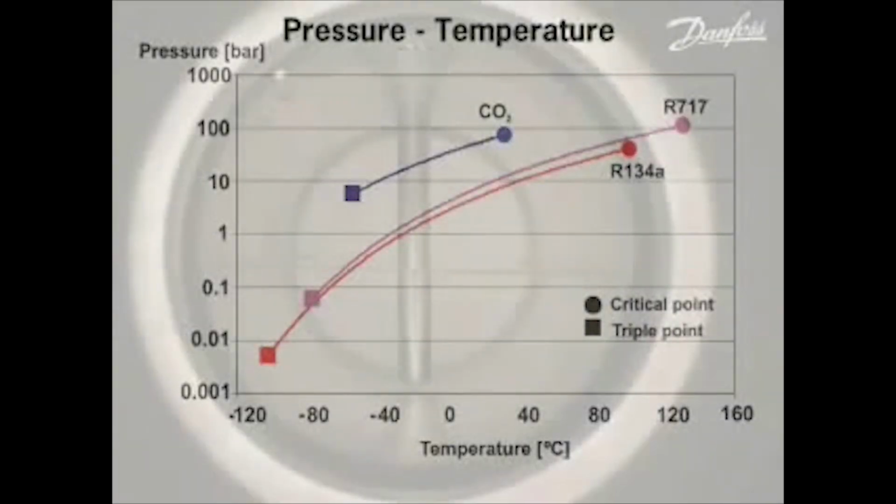When compared with commonly used refrigerants R134A and R717, CO2 has some unique characteristics. It operates at a much higher pressure, but across a narrower temperature range than both the R134A and R717. The pressure at the triple point is high, and the temperature at the critical point is low. These facts must be taken into account when CO2 is utilized as a refrigerant.